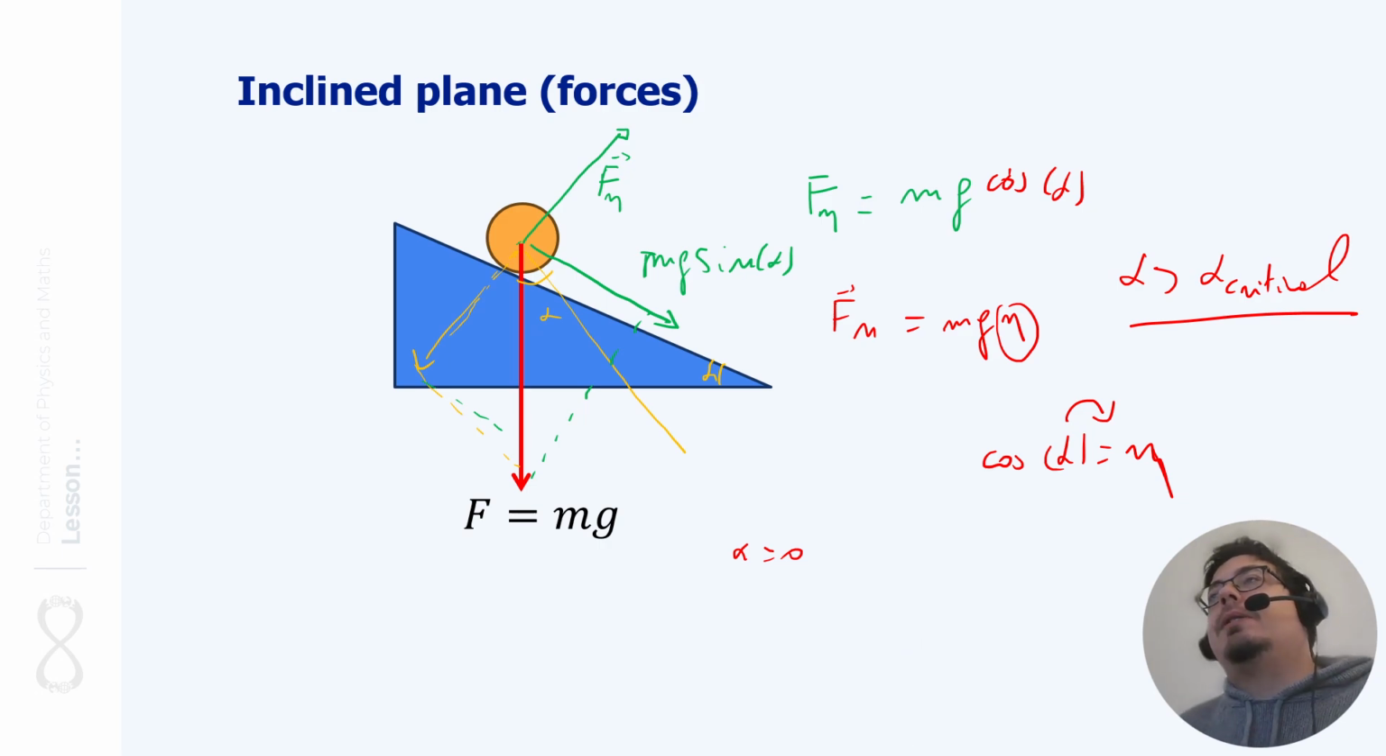We have the cosinus, and the force that we want to use is mg sinus of alpha.